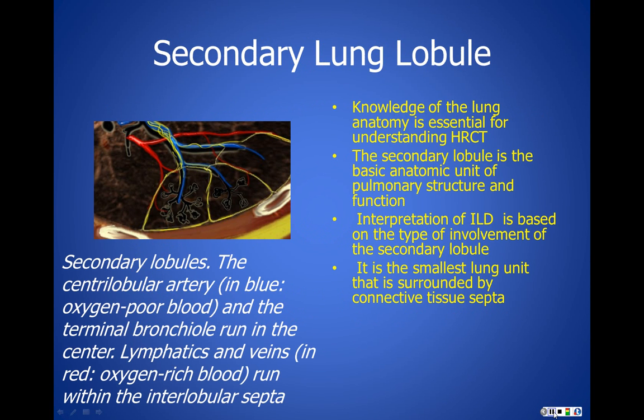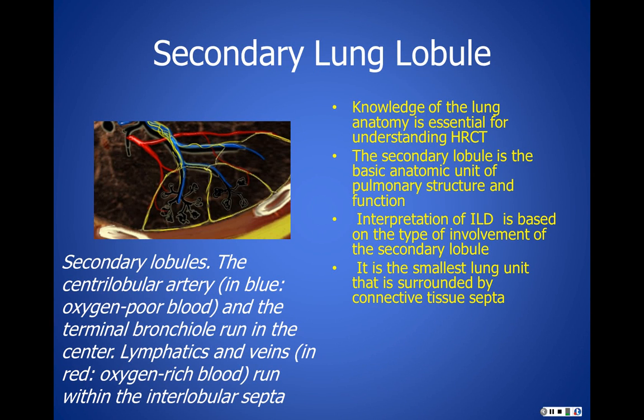To understand high-resolution CT scan of the chest, we need to understand what is the secondary lung lobule, okay? It's essential. It's the basic anatomic unit of pulmonary structure. It is the smallest lung unit that is surrounded by connective tissue septa. You can see in blue the centrilobular artery and the terminal bronchiole run in the center. And the lymphatics and the vein, in red, run within the interlobular septa.